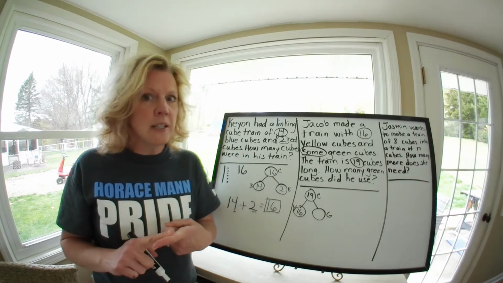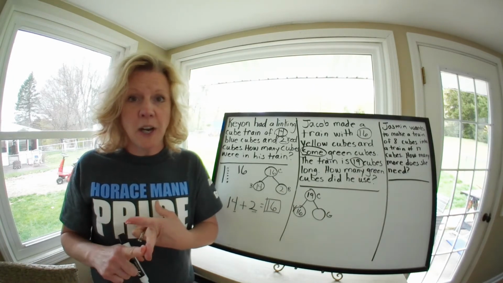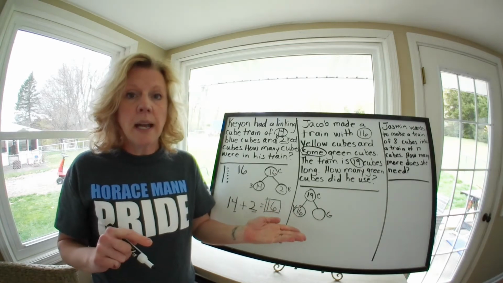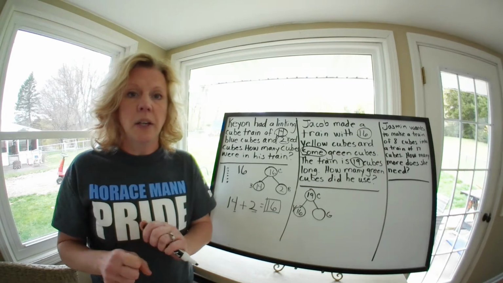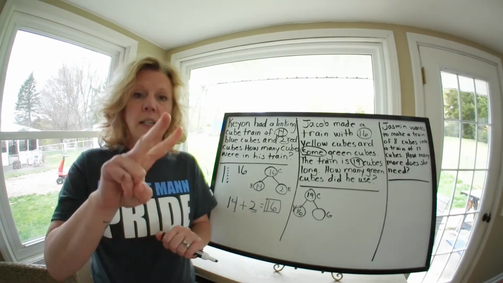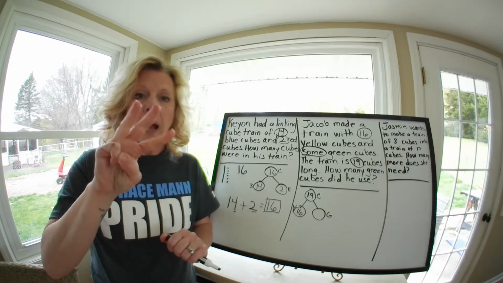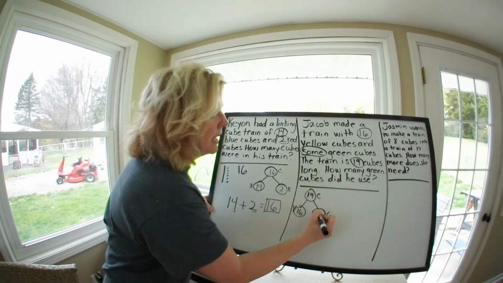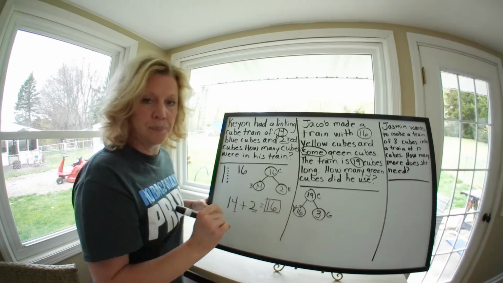But number 1, that would take us a long time. Number 2, we'd probably lose track of doing it. The better way to do it is to take 16 and count up to 19. So we have 16, 17, 18, 19. I needed 3 green to get me up to 19. So I know my answer is going to be 3.